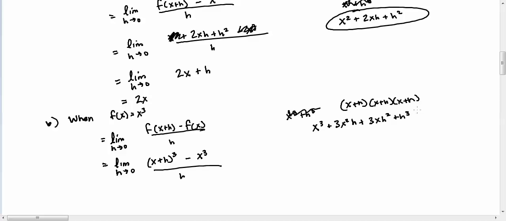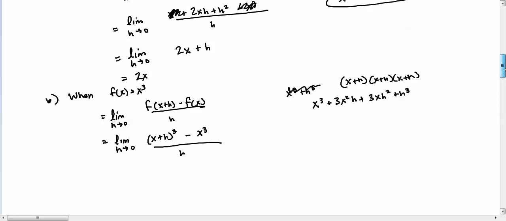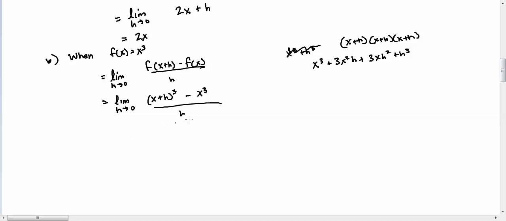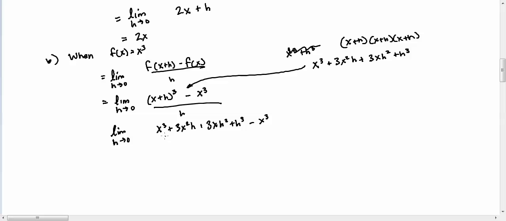Actually, you know what? Yeah, why don't I show it to you next? Cool. Okay, so one of the things that I know is that let's plug this into here, and so I have the limit as h goes to 0 of x cubed plus 3x squared h plus 3xh squared plus h cubed minus x cubed all divided by h.